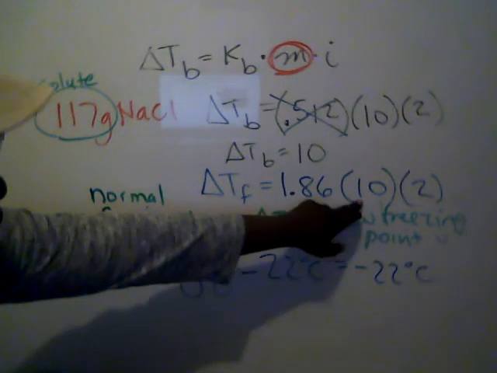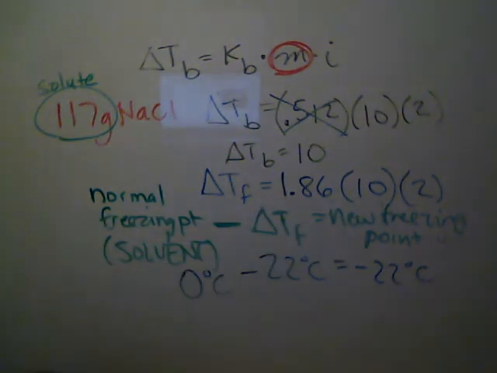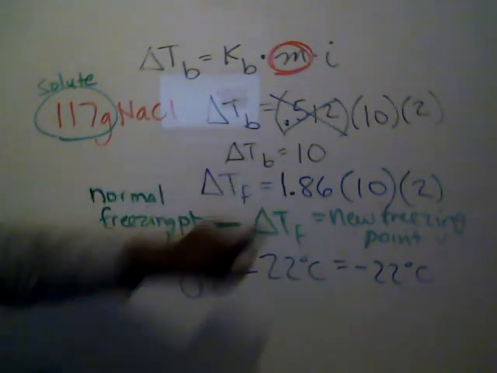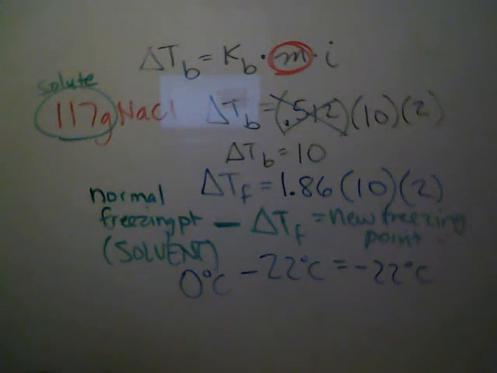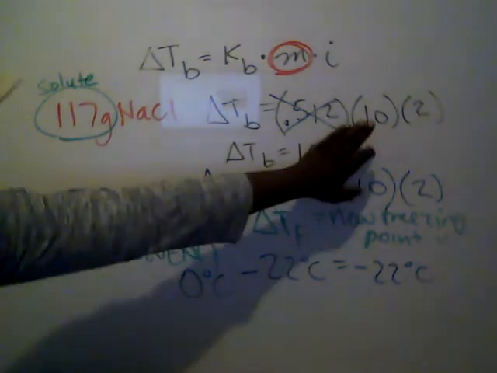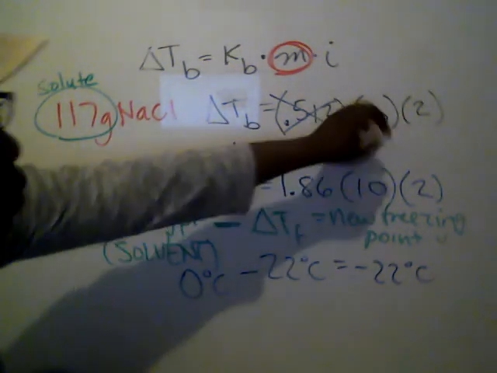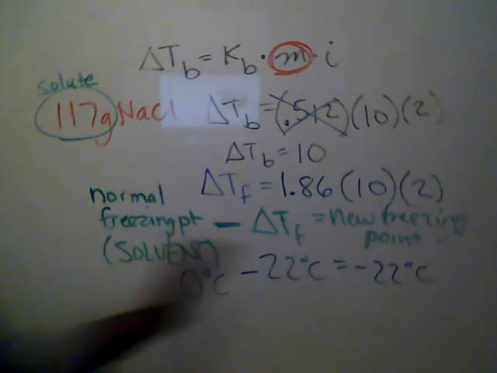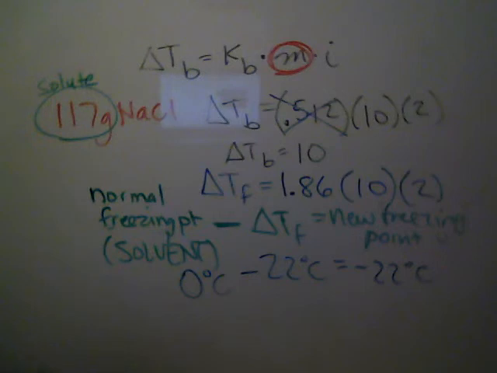The more concentrated your mixture is, the more effect it's going to have on your boiling and freezing points. If this number was not as big, we wouldn't have as big of a change in either our boiling or freezing points. So keep that in mind. The bigger the molality or the more concentrated the mixture, or also the more parts that the solute breaks into, the greater the effect it will have on the boiling and freezing points.